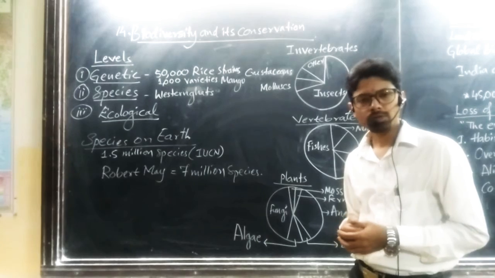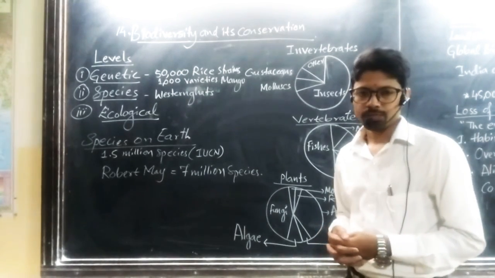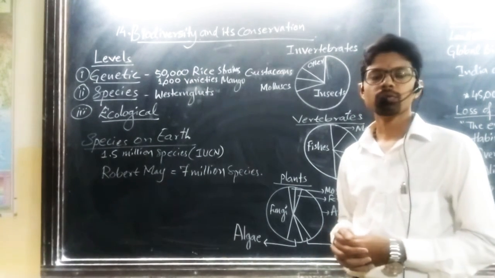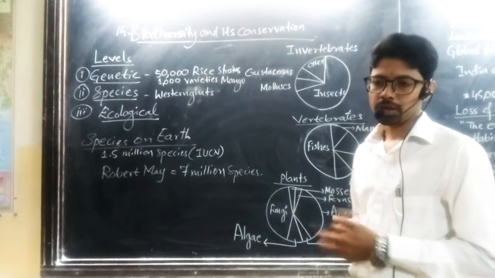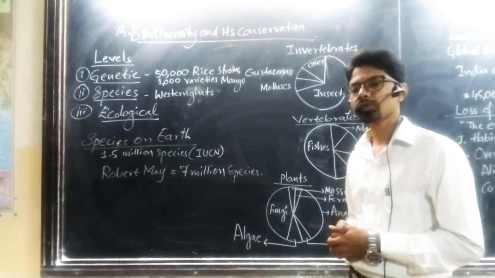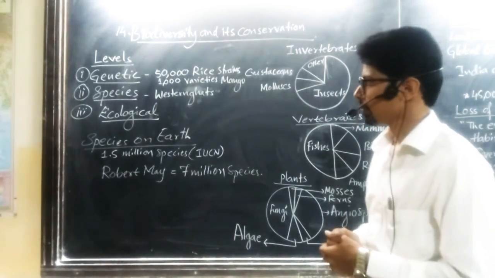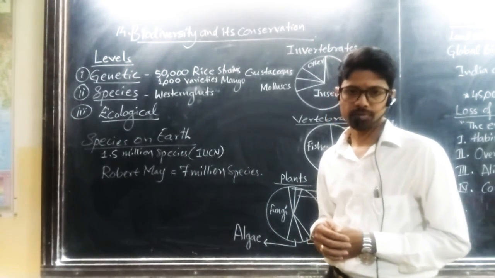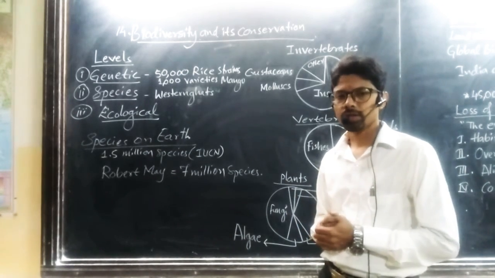If we talk about genetic diversity, India is a region where more than 50,000 strains of rice are available. Many of them are not cultivated now, and only a few are cultivated because of their commercial usage. So genetic diversity is very important in food crops. Genetic diversity is the study of diversity at the gene level.